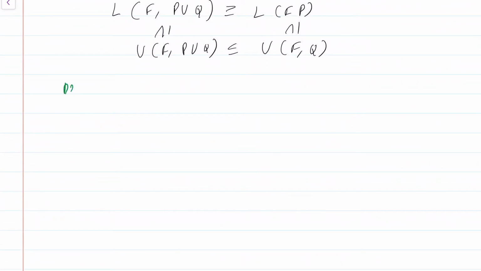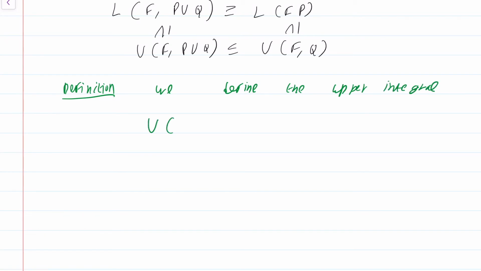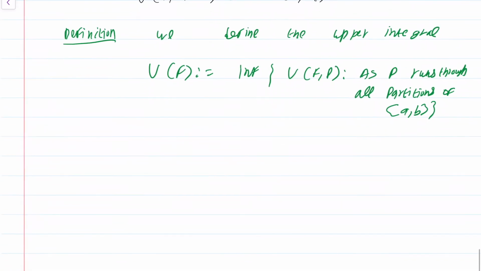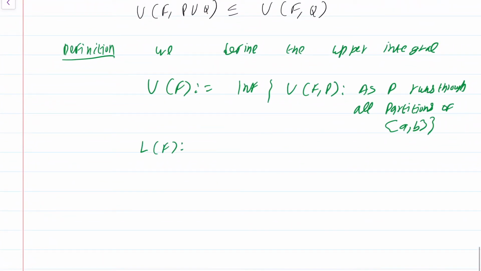Definition. We define the upper integral U of f to be just the infimum of U(f,P) as P runs through all partitions of [a,b]. And similarly, L of f is the supremum of L(f,P) as P runs through all partitions of [a,b].